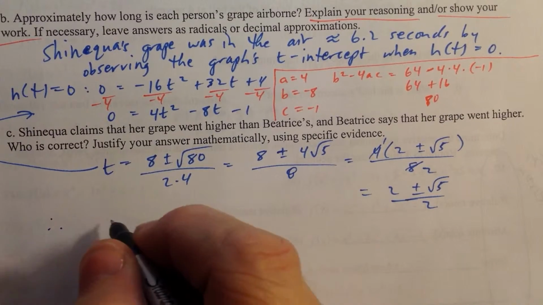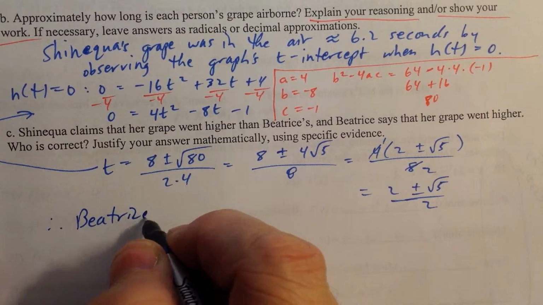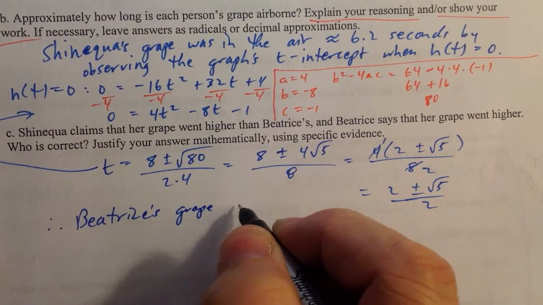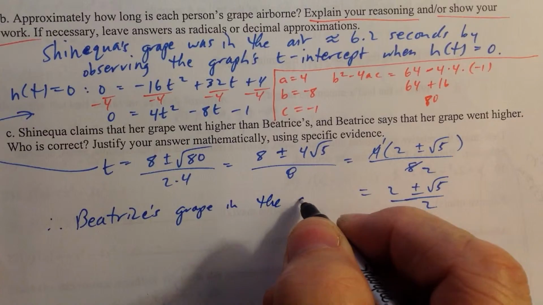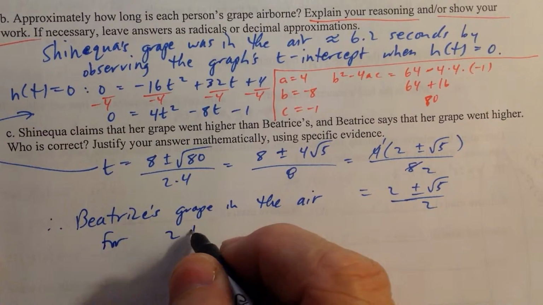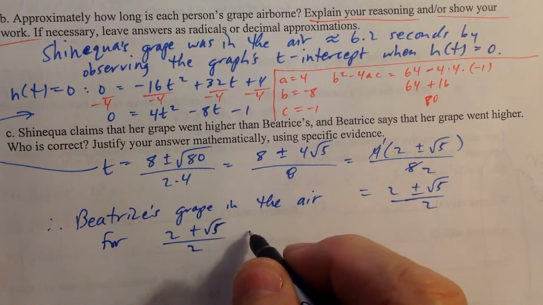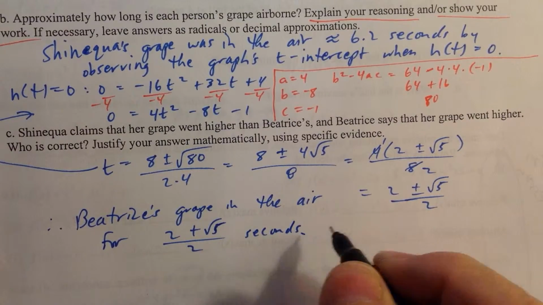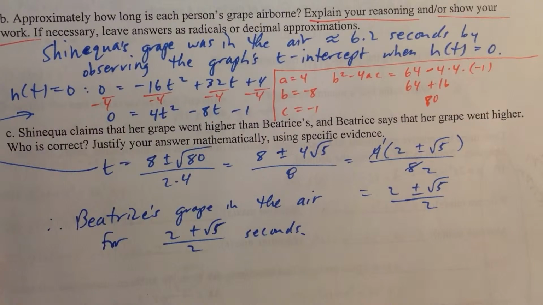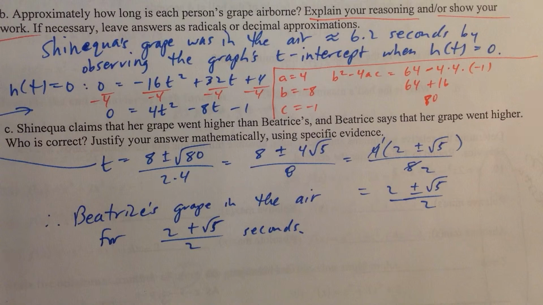So therefore, Beatrice's grape was in the air for 2 plus radical 5 over 2 seconds. Don't put plus or minus, it doesn't make any sense. You can see all the work right there, and I'll be able to see that as well. So that's 2 more points. I'm going to stop the video now and do part C, just in case it stops on me.